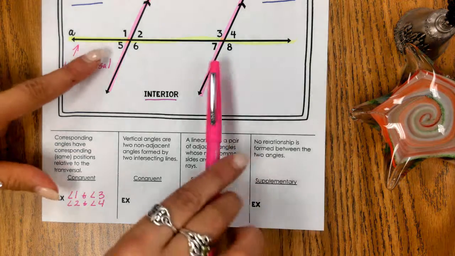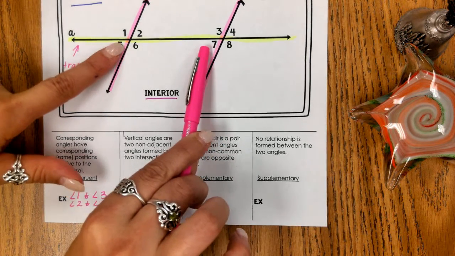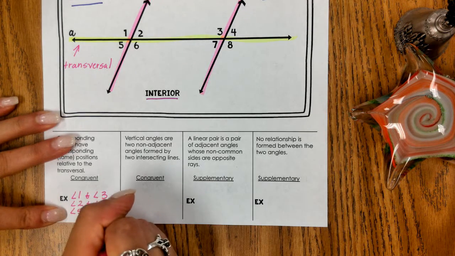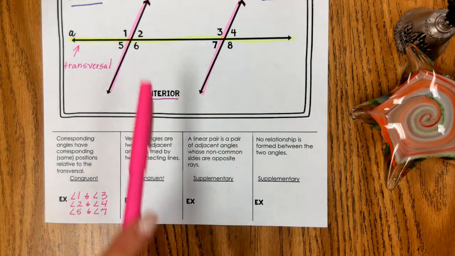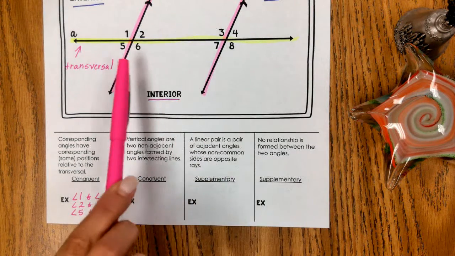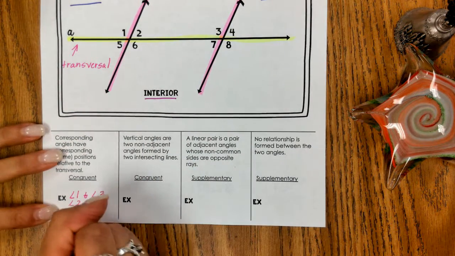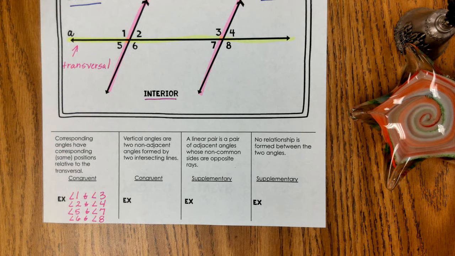Okay, then we have what else? 5 and 7, they're in the same position on this transversal. Based on that information, what would be my last pair? We have 1 and 3, 2 and 4, 5 and 7. What are we missing? 6 and 8, yes. Okay? Again, those are all going to be congruent. If they're corresponding, they're congruent.